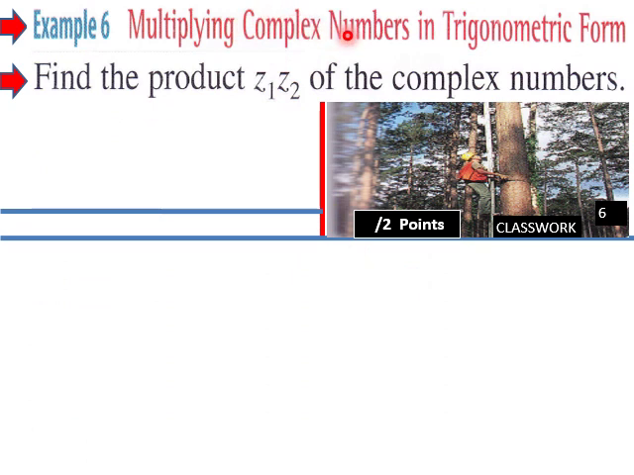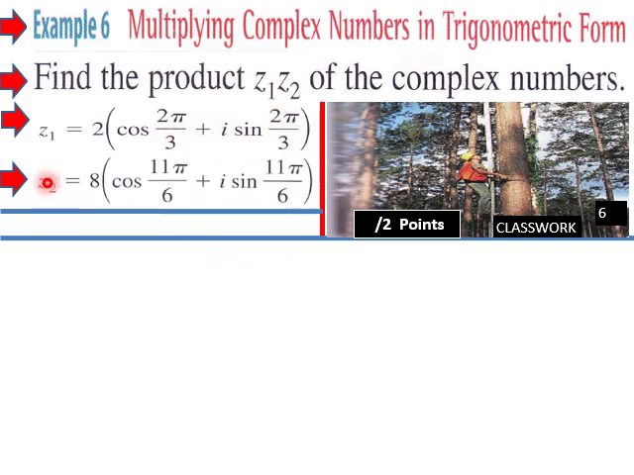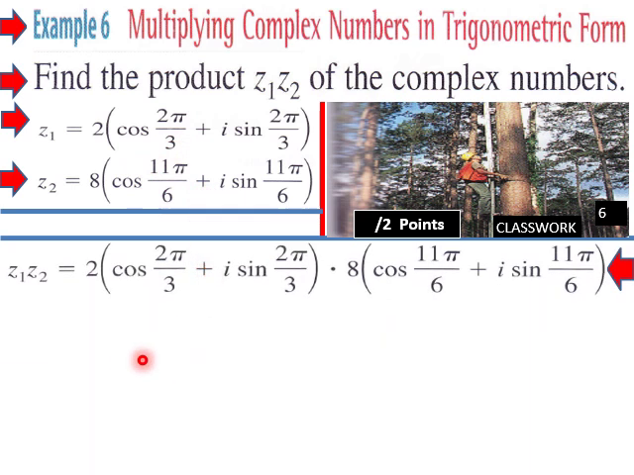Okay, so multiplying complex numbers in trigonometric form. Again, find the product Z1 Z2 of the complex numbers. Z1 equals 2 times quantity cosine 2 pi over 3 plus i sine 2 pi over 3. And then Z2 would equal 8 times cosine 11 pi over 6 plus i sine 11 pi over 6. So here are our two different members of our product. So we need to multiply these two together.